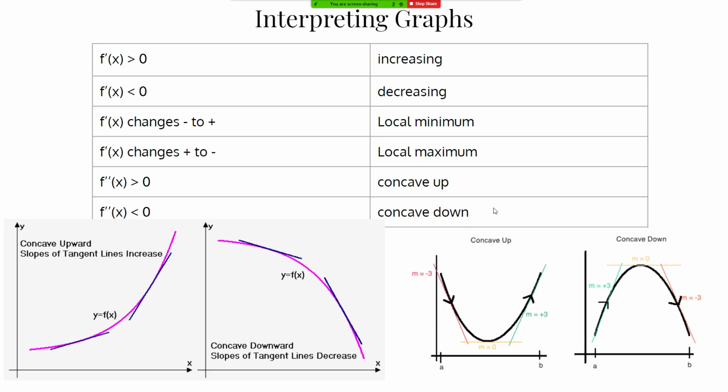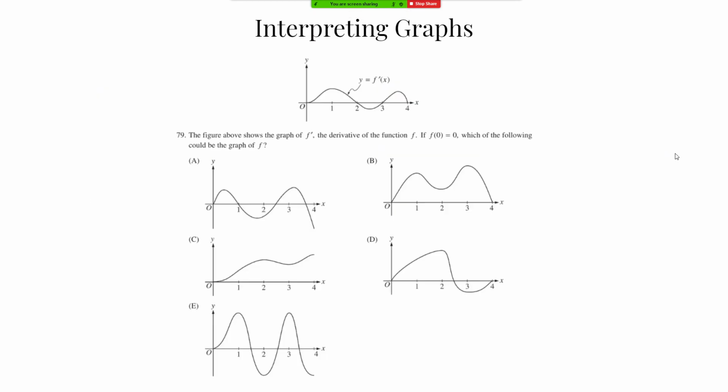Okay, so let's do this practice problem. The figure above shows f prime. If f of 0 equals 0, which of the following could be the graph of f? Okay, so f of 0 has to be equal to 0. But that's the case for all of these, so we can't eliminate any. So let's look for critical points. When f prime is 0, that's a critical point.